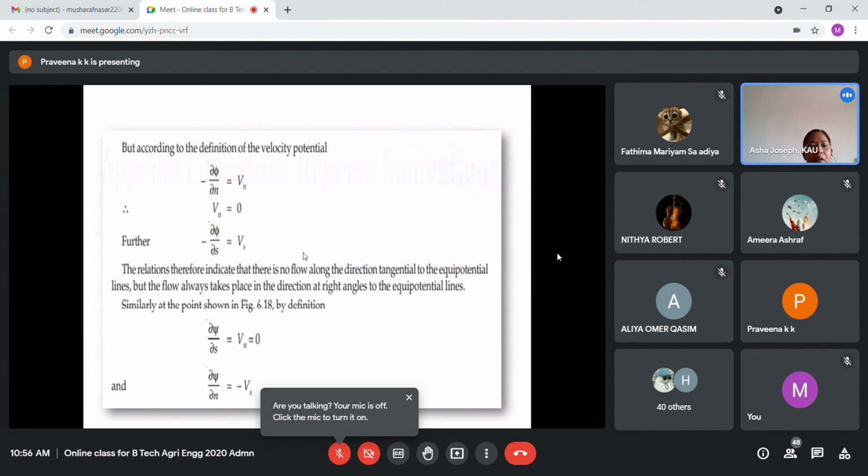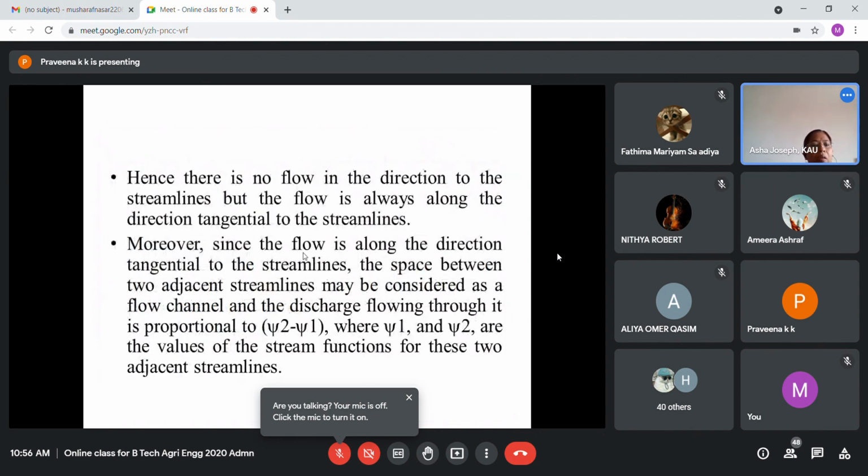This is the last slide, Pravina. Hence, there is no flow in the direction normal to the streamline, but the flow is always along the direction tangential to the streamline. If you understood whatever we have explained so far, then you will be able to understand these. These are not much needed, but at least remember that psi represents a streamline, phi represents an equipotential line, and both of them intersect orthogonally. The product of the slopes is minus 1. Try to remember these properties.